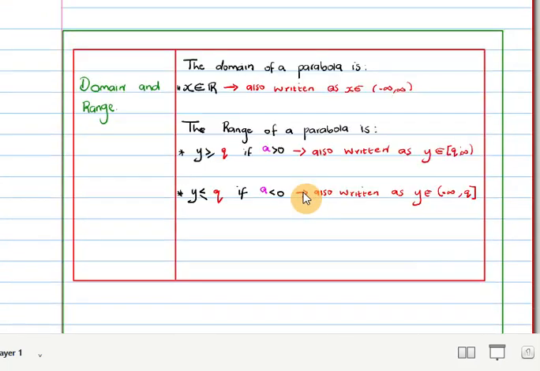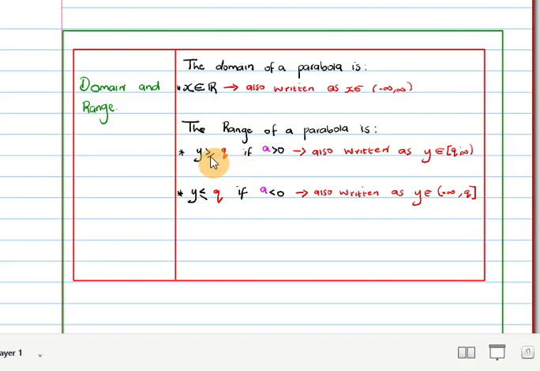Okay, moving to this part of domain and range. We said the domain of a parabola is where x is an element of the real numbers, meaning the domain of a parabola includes every number on the real line. So it is defined everywhere on the real line. Whereas the range of the parabola depends. We said that Q can be greater than 0 or Q can be less than 0. So suppose we have Q that is greater than 0.